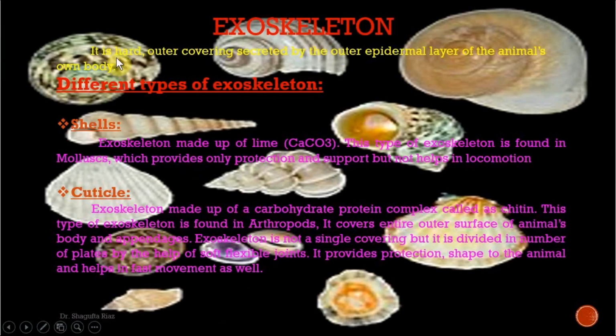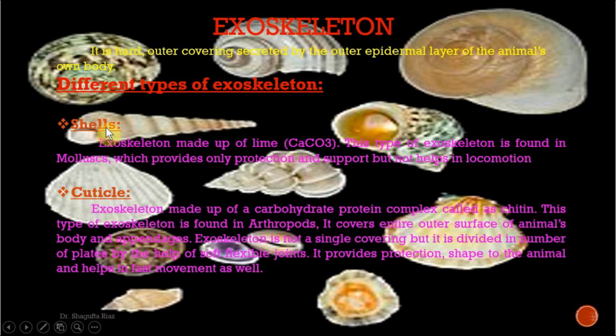Exoskeleton is a hard outer covering secreted by the outer epidermal layer of the animal's own body. The exoskeleton is basically formed by the secretion that comes from the outer epidermal layer of that animal. There are different types of exoskeleton present in different animals because of the secretions in these animals.